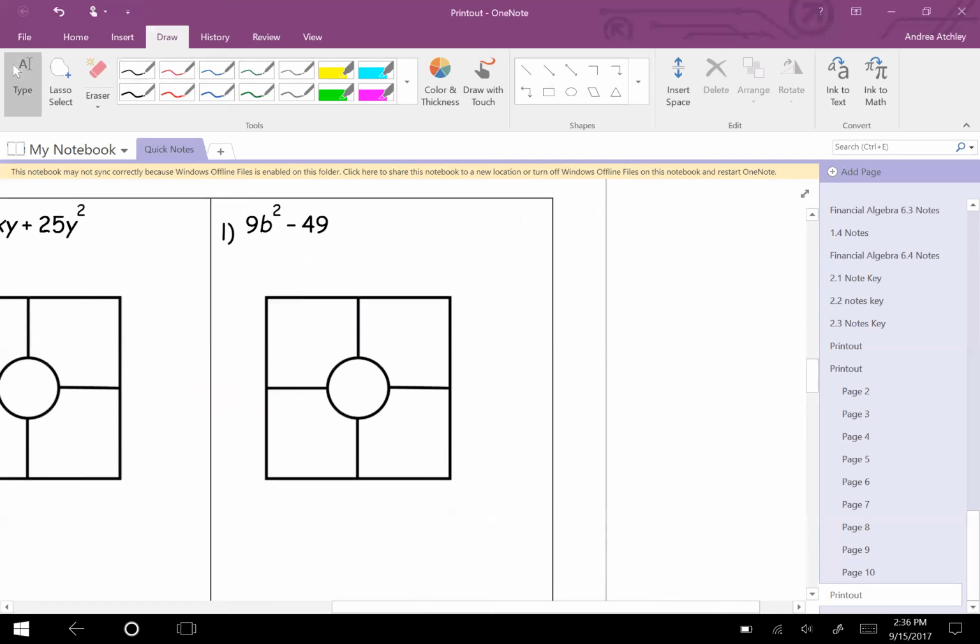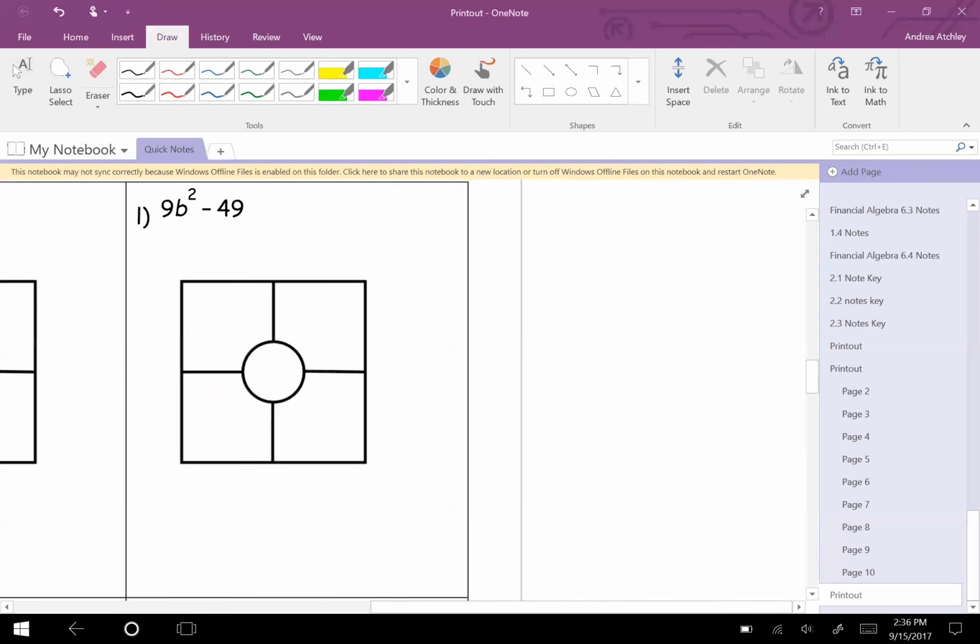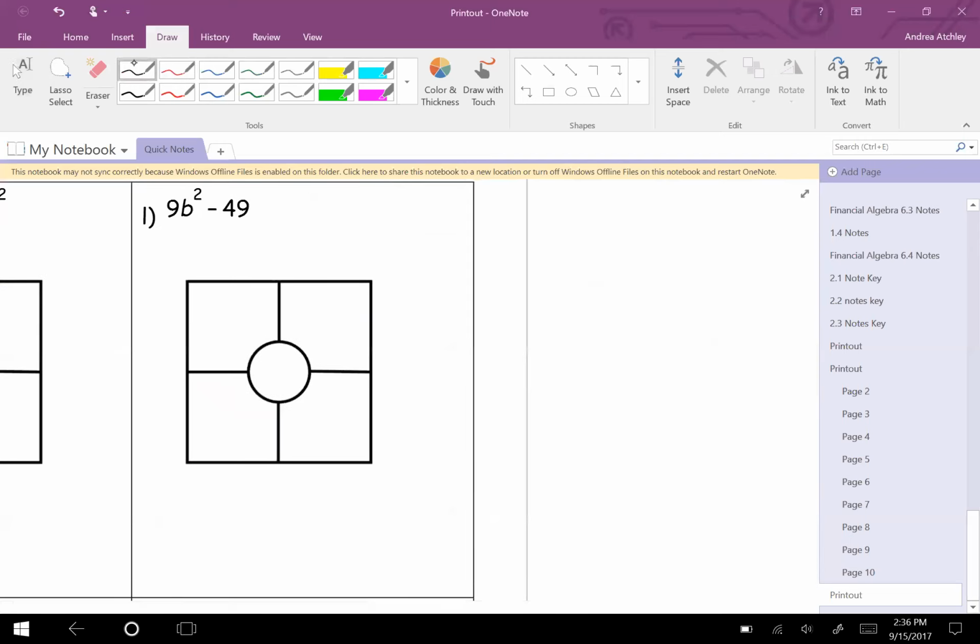Okay, we're going to skip K and go to letter L. This one's a little different because we have the 9b squared that goes here, and I have the negative 49 that goes here. But I'm missing that middle term. There's no b by itself. There's a b squared and a number, but no b, like 5b or 6b in the middle.